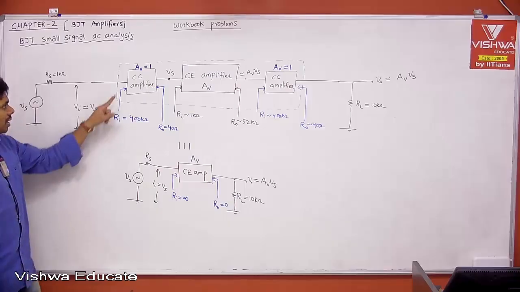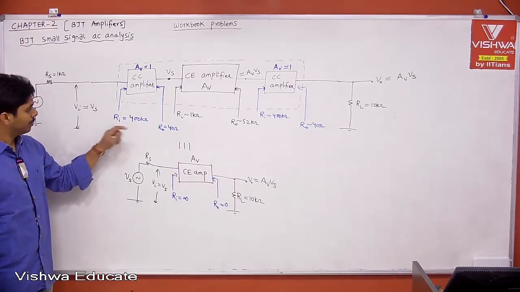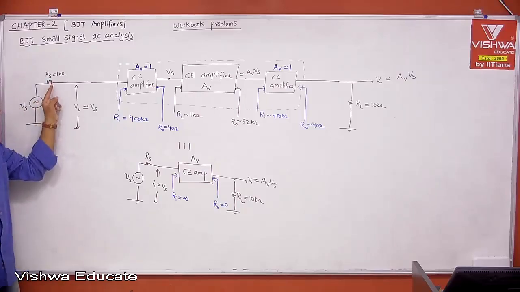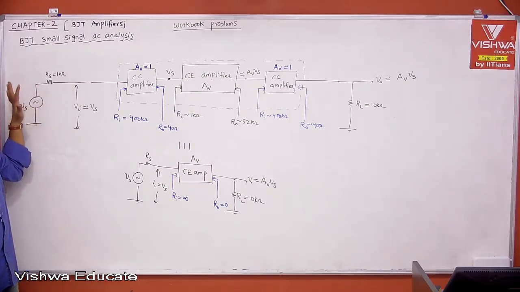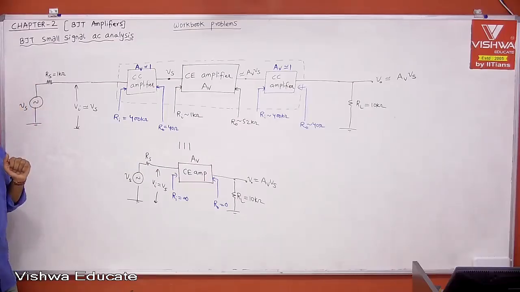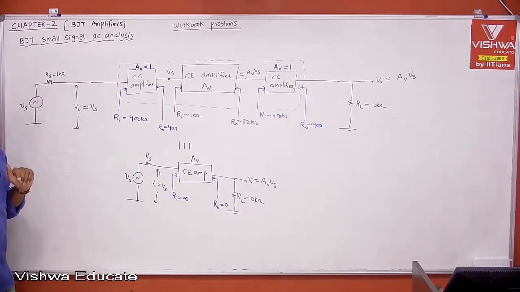See, what is the input resistance RI of your CC amplifier? We got approximately 400 kilo ohm, right? Let us say the source is 1K, then 400K is good enough. But let us say for some sources RS is 100 kilo ohm. If the source resistance is in the order of 100 kilo ohm, then 400 kilo ohm is also comparable, right?